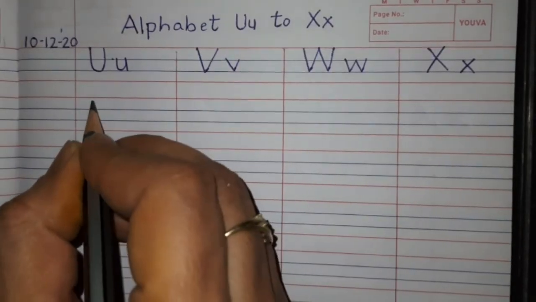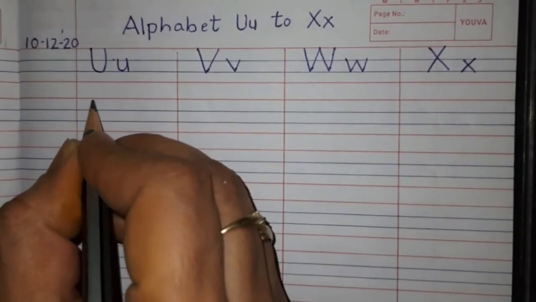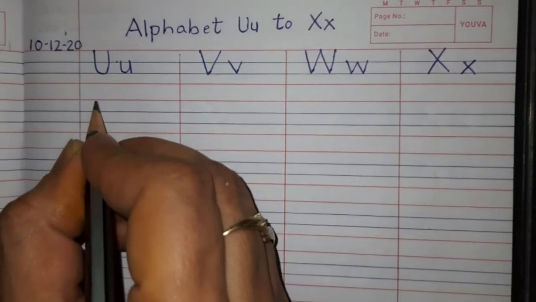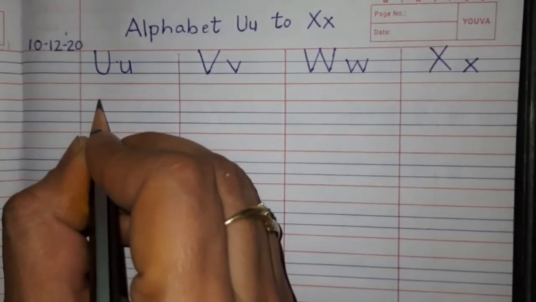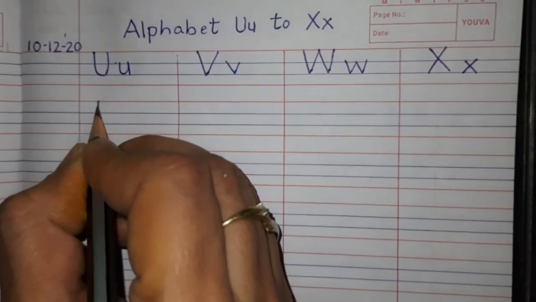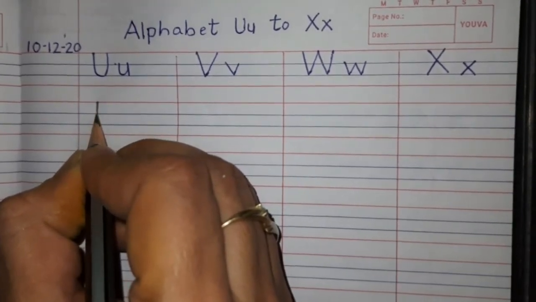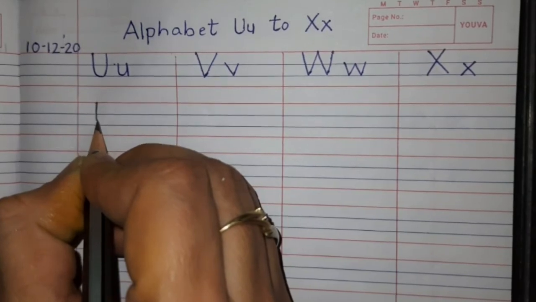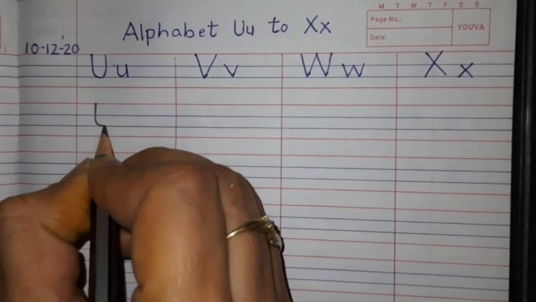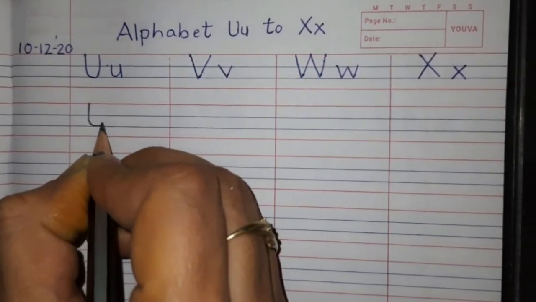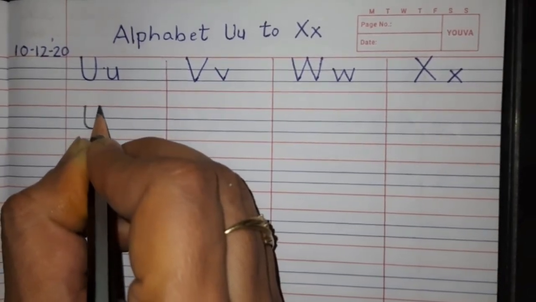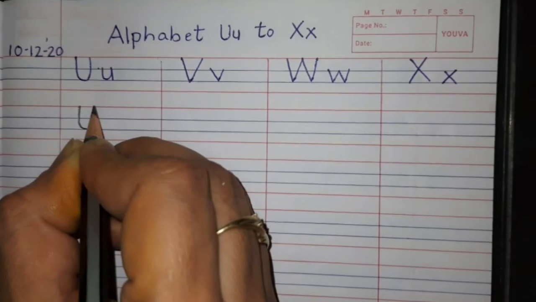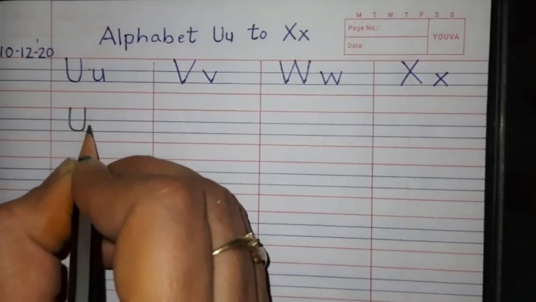Children, we will start writing alphabet U from the red line. That is capital U. Start from the red line. Come down standing. Make a curve. Touch the second blue line, then go up standing and touch the first red line, capital U.